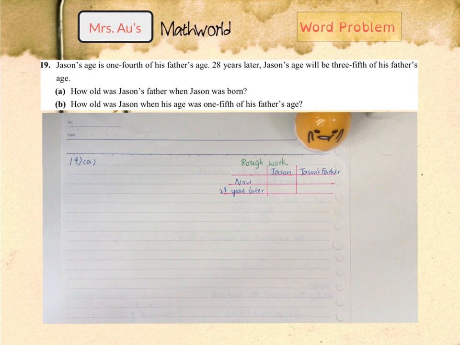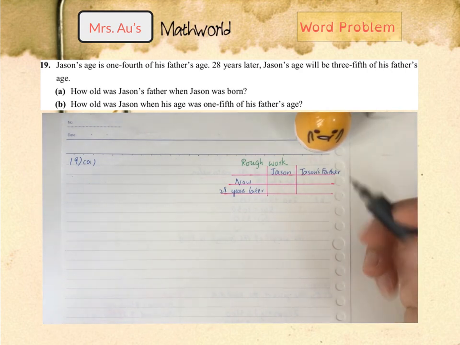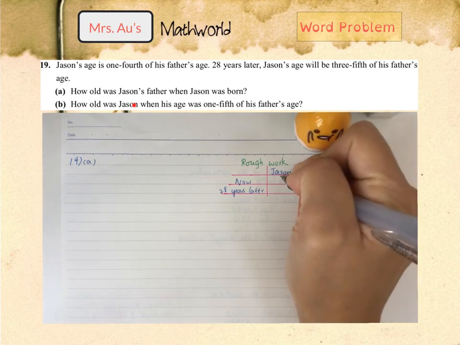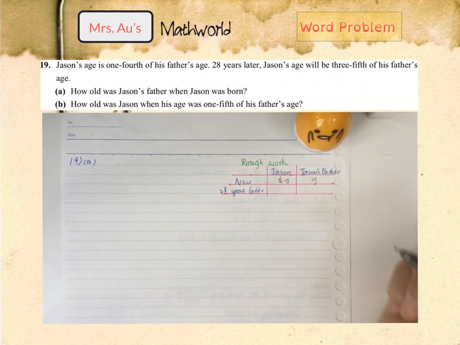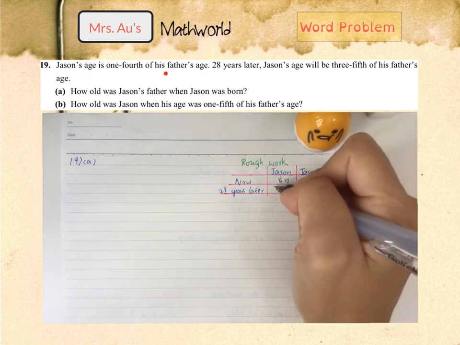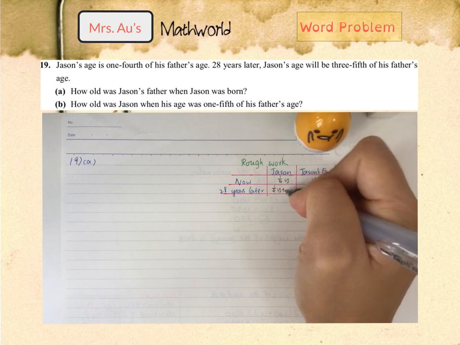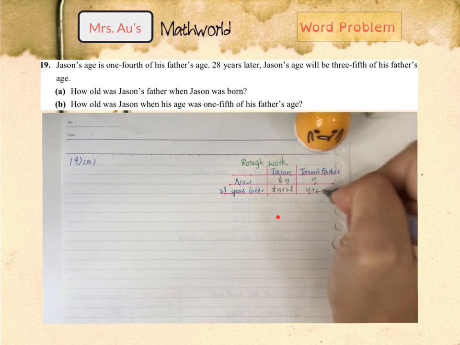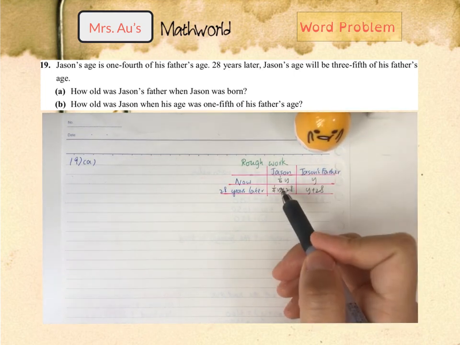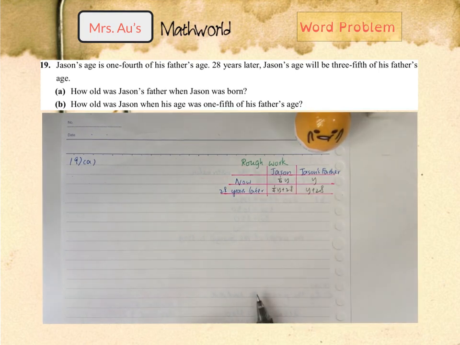So let's find the age of Jason right now first. But we need to know their ages 28 years later because we need to form an equation. Let's let the unknown, the age of Jason's father, be y. So Jason is 1/4 of his father's age right now, and 1/4 y plus 28, because we need to add 28 for both of them because they will also grow up.